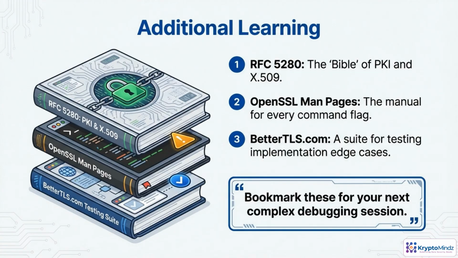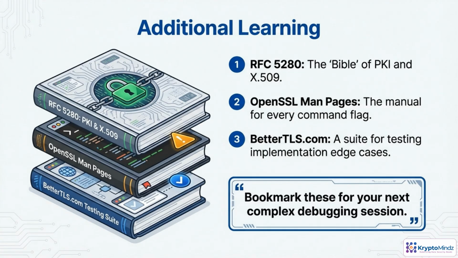As you go deeper into PKI, 3 resources will save you a huge amount of time and guesswork. First, RFC 5280 is the formal rulebook for X.509 certificates and certificate paths. You don't need to read it cover to cover, but knowing it exists and skimming the sections on extensions and path validation helps you understand why tools behave the way they do.